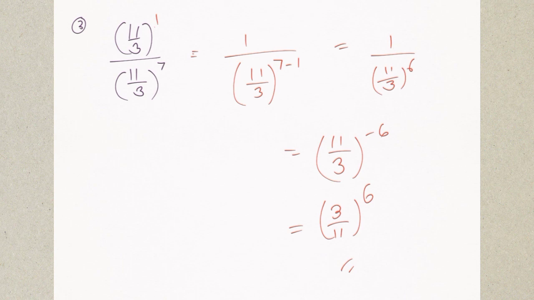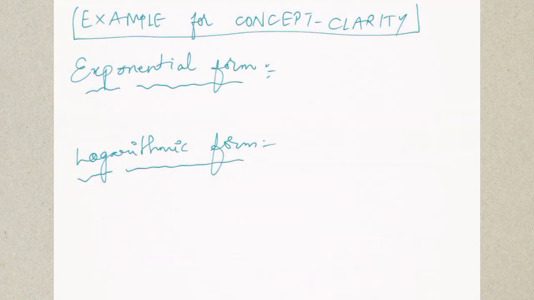So we will move on to logarithms. Before moving on to logarithms, for concept clarity, we will see an example before starting with the definition and all that. First we'll see an example, then we'll understand better. Okay, now first the exponential form. If I have to write 2 cube, I'll write it in this way.